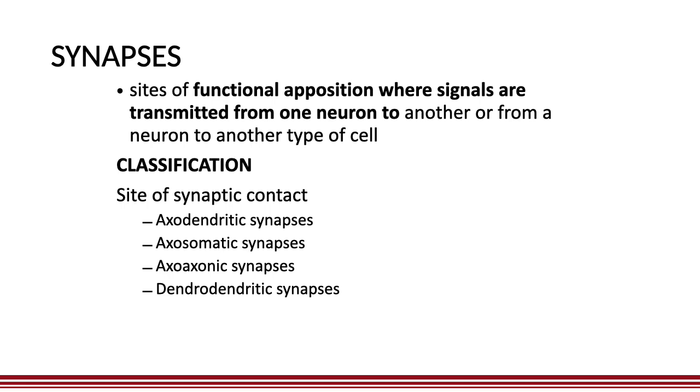For example, synapses can be classified as axodendritic, or between an axon of one neuron and the dendrite of another, or axosomatic, between the axon of one neuron and the soma or the cell body of another, or axoaxonic, between the axon of one neuron and the axon of another. They can also be classified based on the type of neurotransmitter involved, such as cholinergic, acetylcholine release, dopaminergic, dopamine release, or serotonergic, serotonin release.